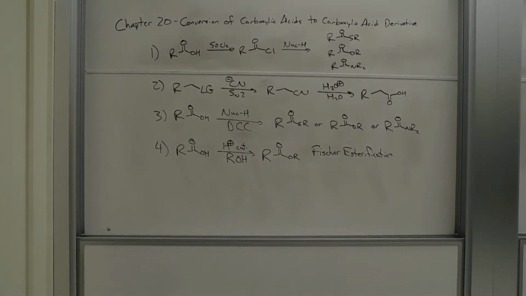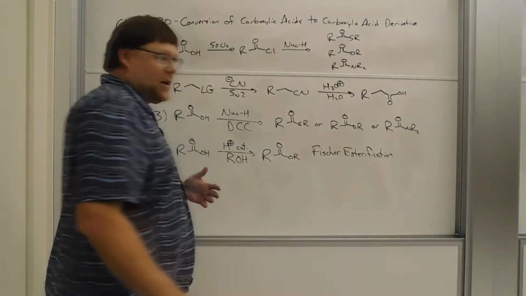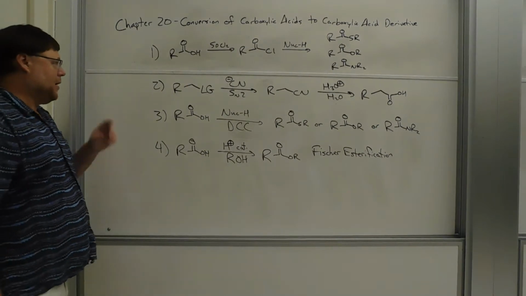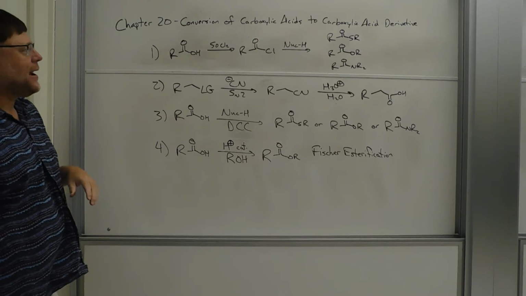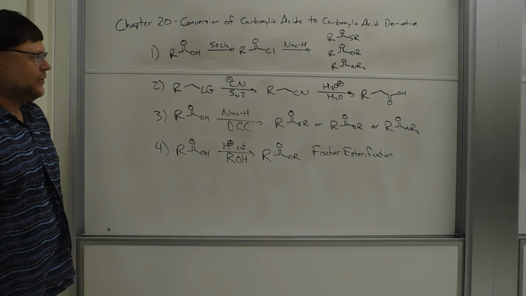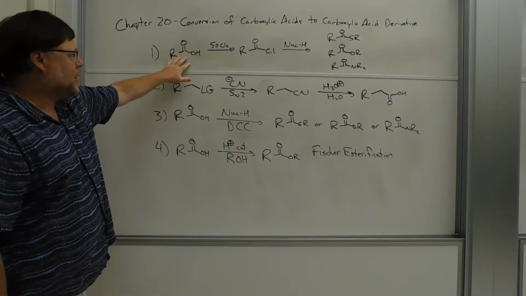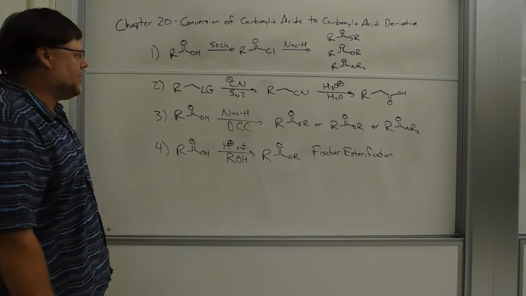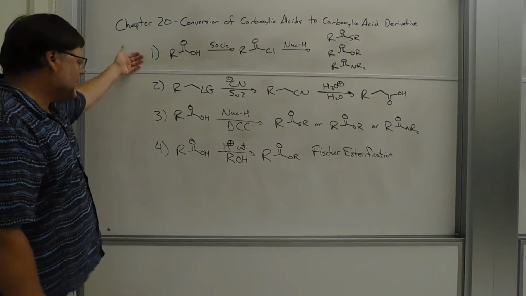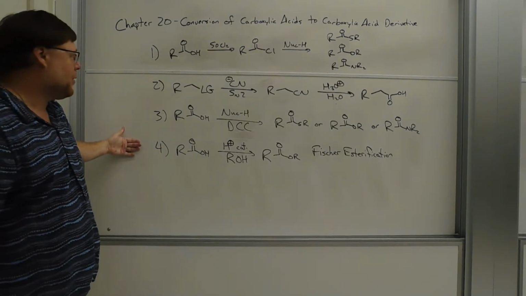All right, this is an introduction to a whole bunch of reactions I'm going to talk about in more detail in individual videos. So, Chapter 20, conversion of carboxylic acids to carboxylic acid derivatives. All right, so the carboxylic acid, we can turn it into any of the other derivatives that I introduced in that first video. There's basically four ways of doing this, okay?